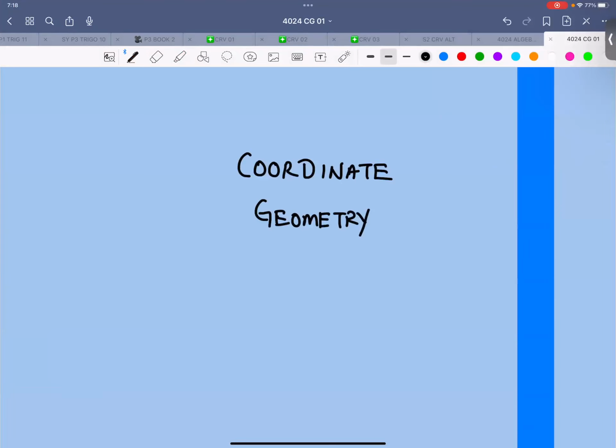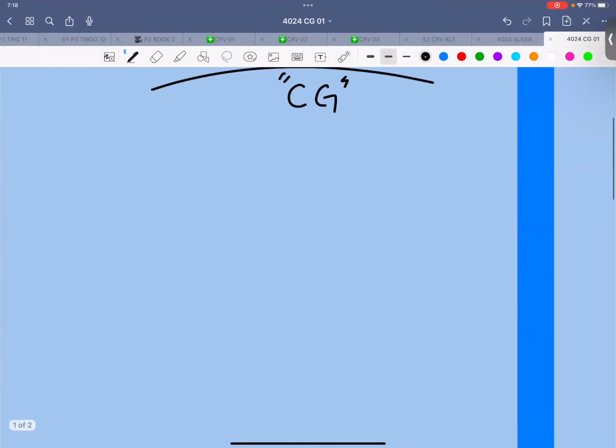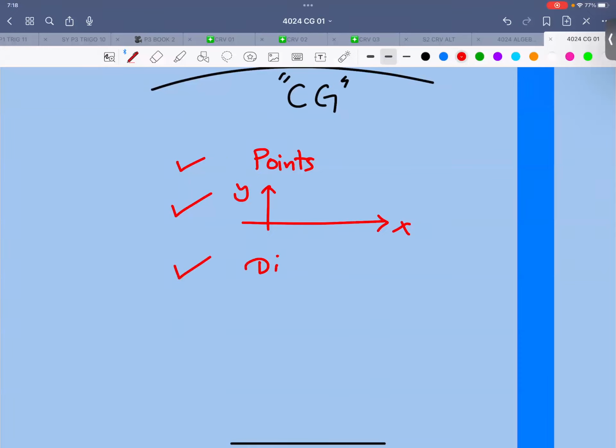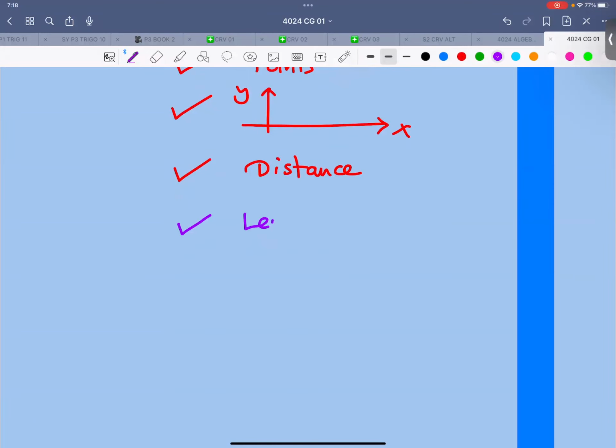Let's start with the chapter of coordinate geometry. Now, what is coordinate geometry? What is this chapter all about? Coordinate geometry, I'll just label it CG. This is about points. It's about the x-axis and the y-axis. It's about the distance between the points. It's about length of line segment.